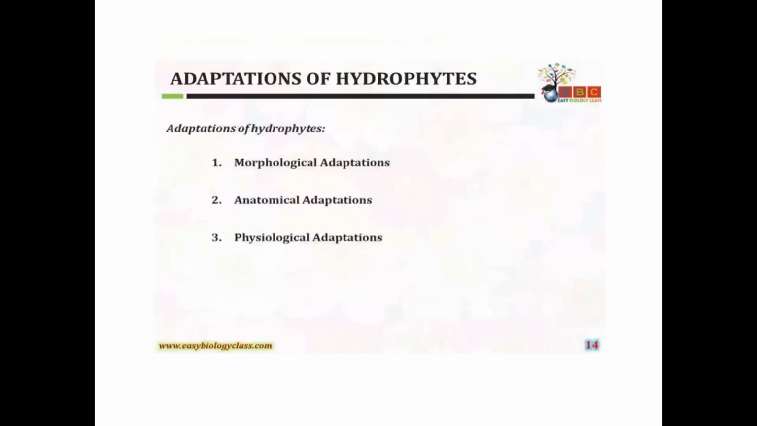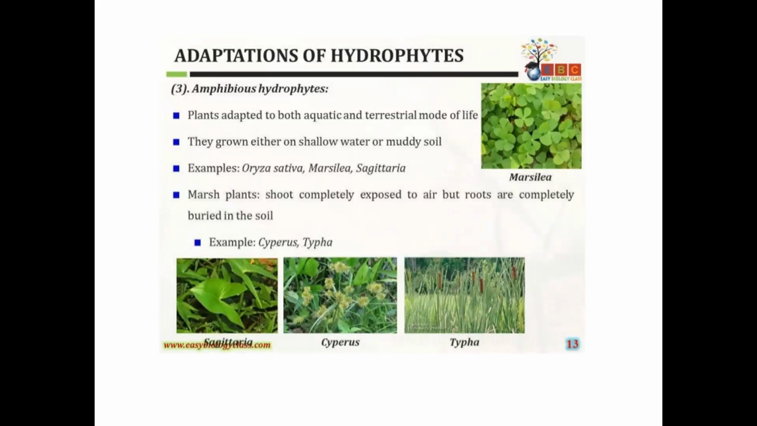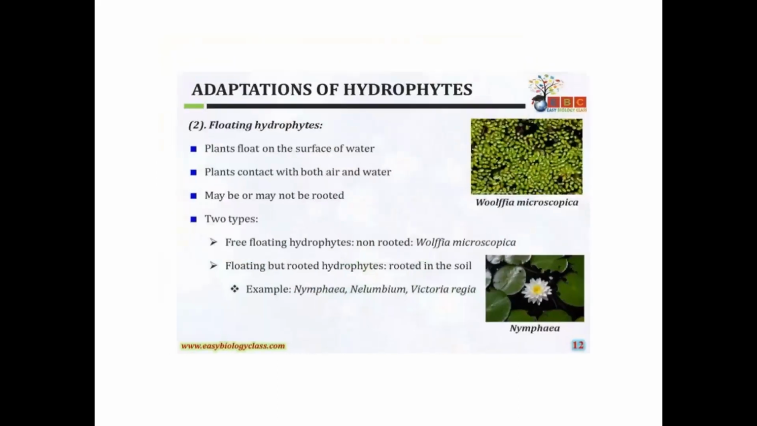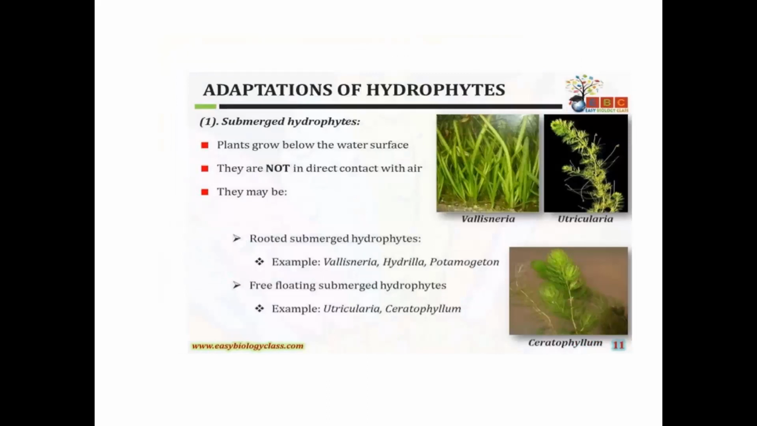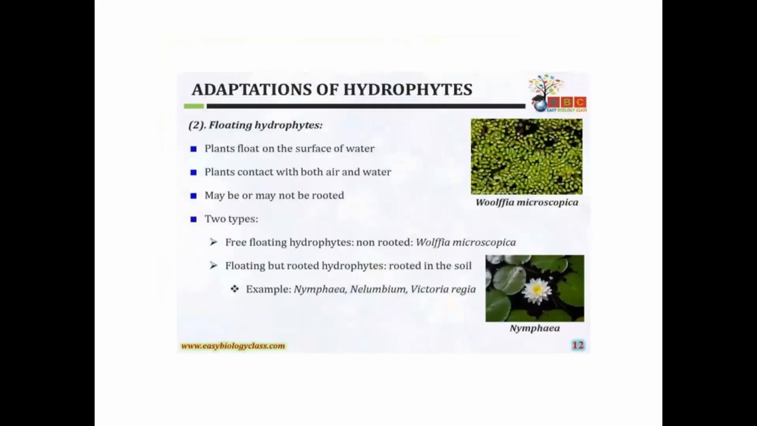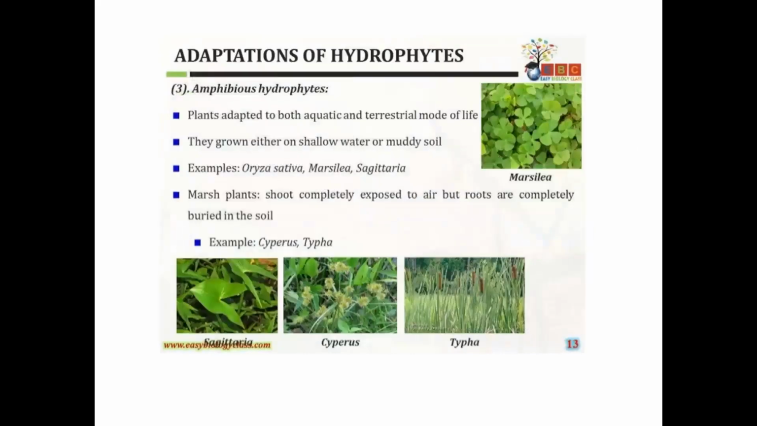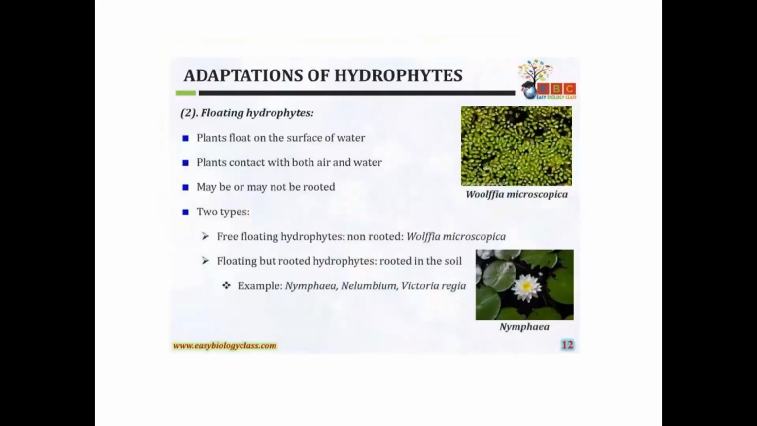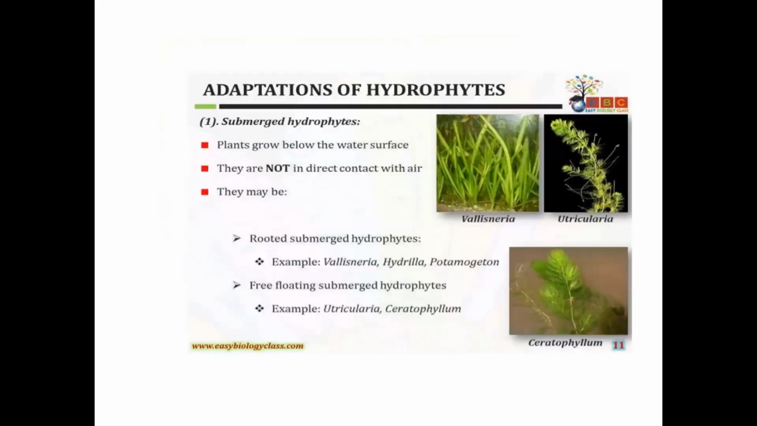Next one is the adaptation. The previous topic was the classification of hydrophytes based on their relation with water and air. The first is submerged hydrophytes, second is floating hydrophytes, and third is amphibious hydrophytes. Submerged hydrophytes are plants which grow below the water surface and are not in direct contact with the air.